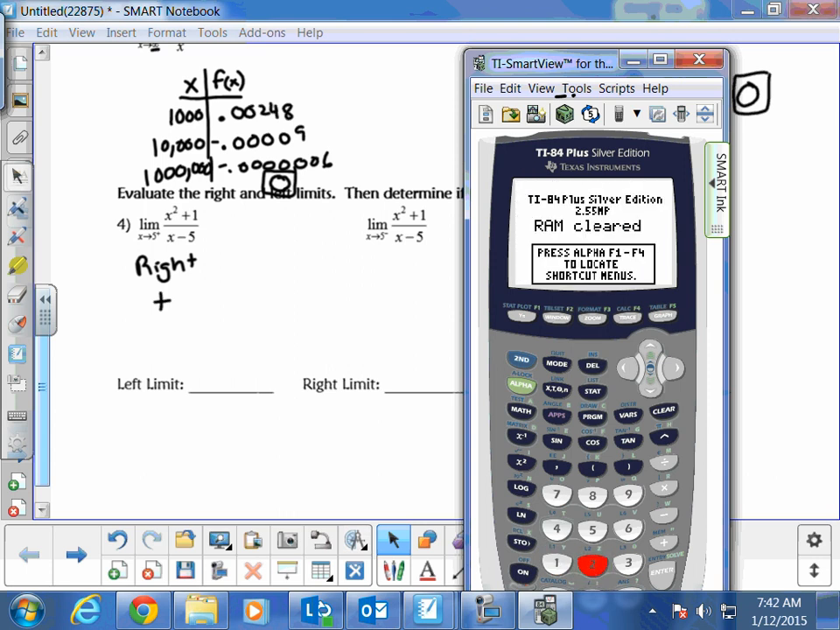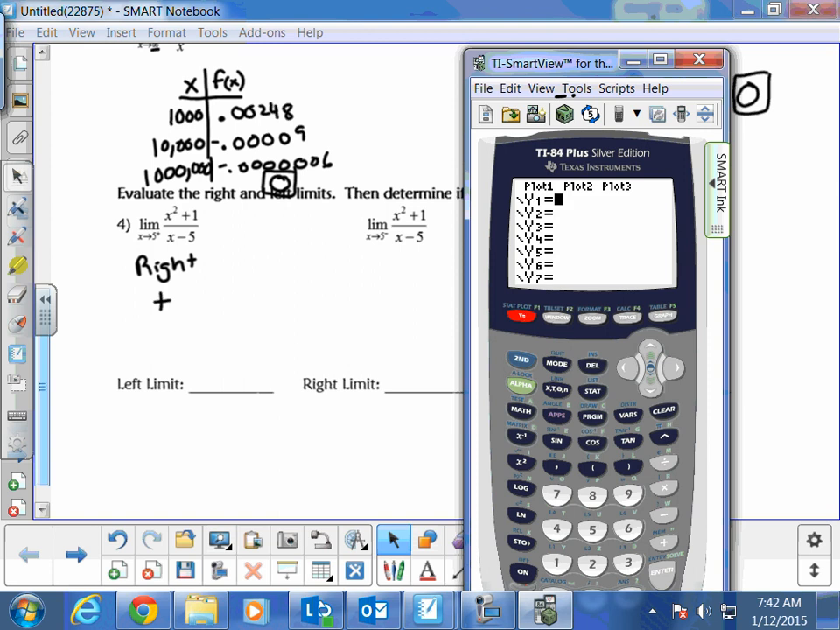Now let's go ahead and type in the equation first of all. Y equals x squared plus 1 divided by x minus 5. And from here, let me go ahead and bring up the second table, second window. The reason being is I'm going to change this to ask, so I could put in specific values to see what is occurring to the table as it approaches.